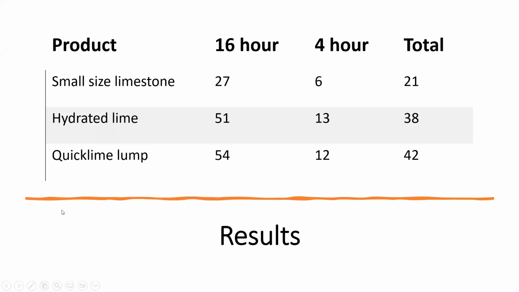This is our result. In a journey of 16 hours, we have this quantity. This quantity is in pallets. So we have 27 pallets, for example, in the small size limestone stone. But what happened?